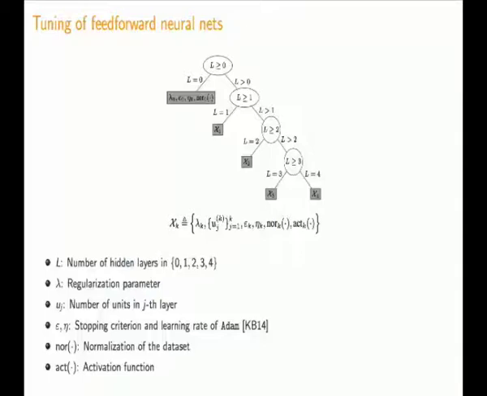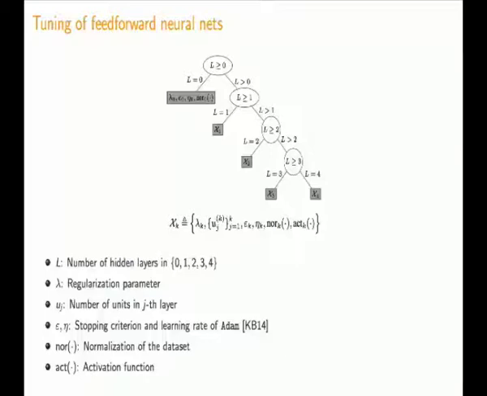The stopping criterion of the training algorithm. We're using Adam, so we have two parameters for the optimization algorithm. We also have normalization of the data, some form of normalization, and the activation function. It can be ReLU, or your preferred type of activation function. All those hyperparameters can be chosen either globally or per layer.